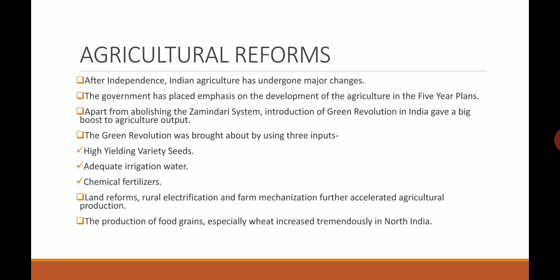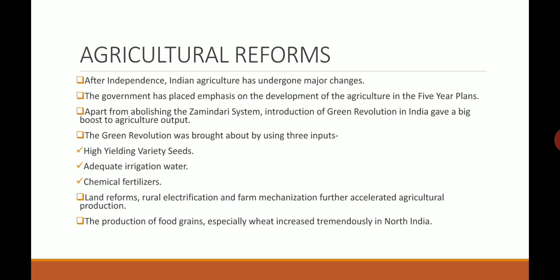Okay, let's move forward. Now, what were the various agriculture reforms? After independence, Indian agriculture has gone through many major and different types of changes. The government placed emphasis on the development of agriculture through the five year plans, which we say in Hindi Panchvarshya Yojana.